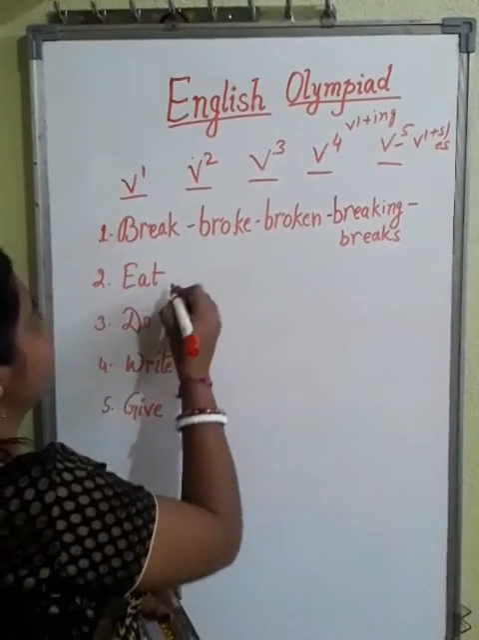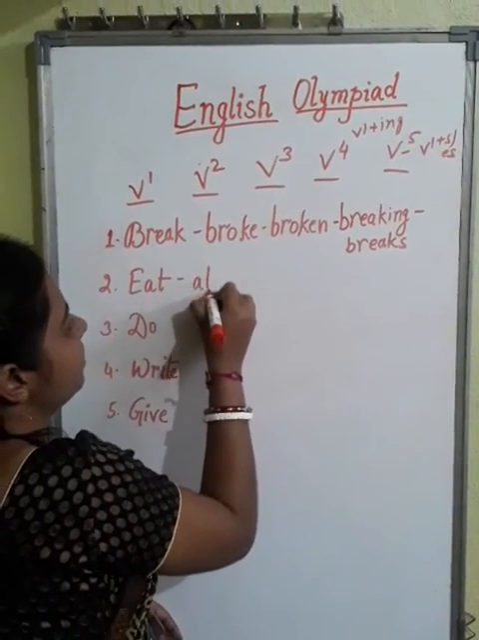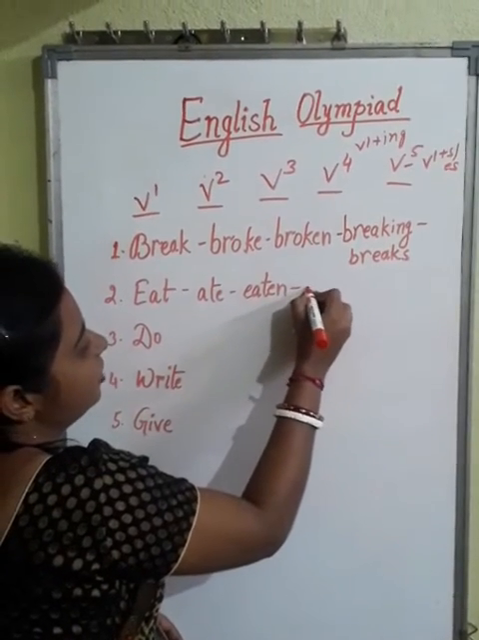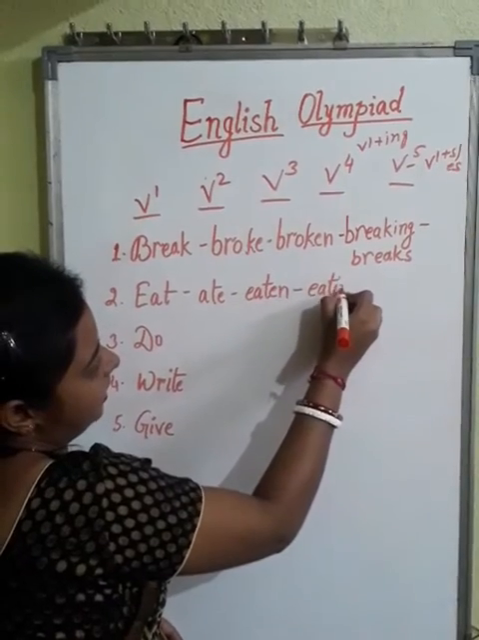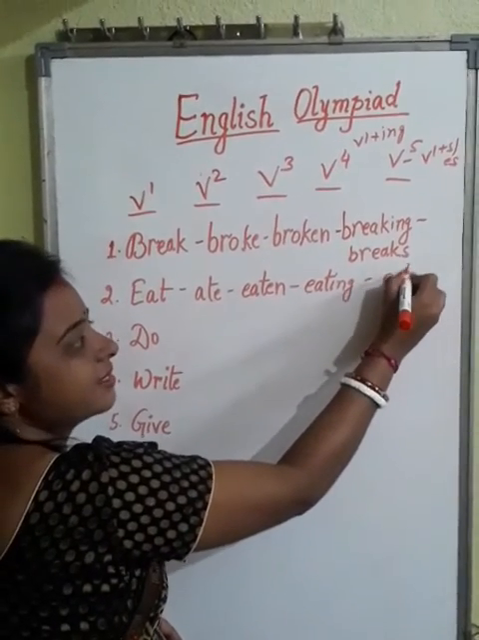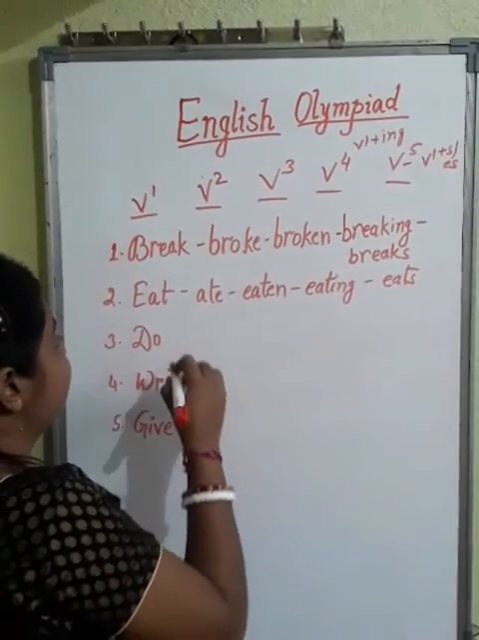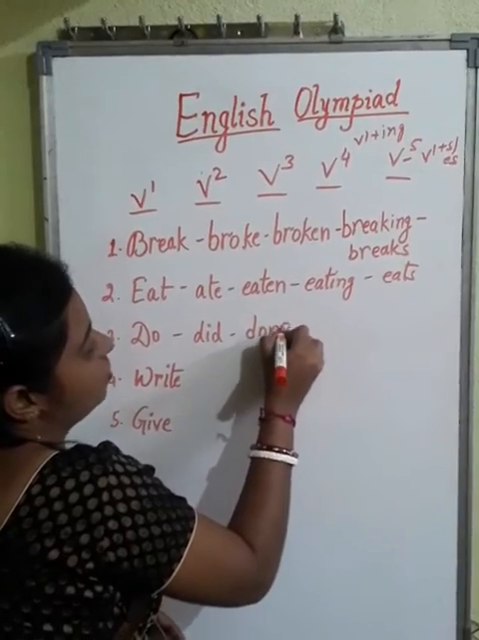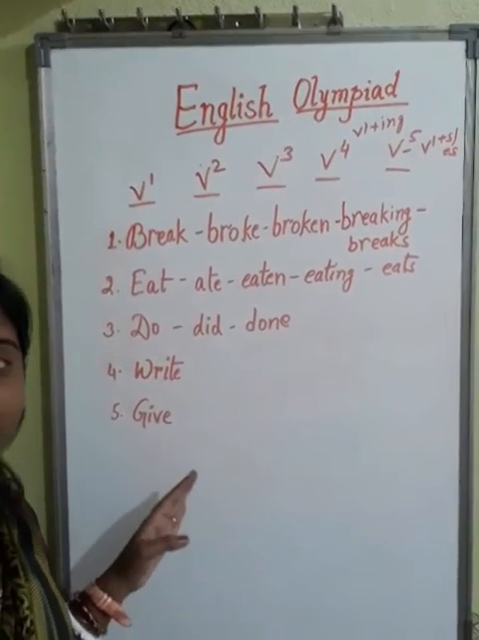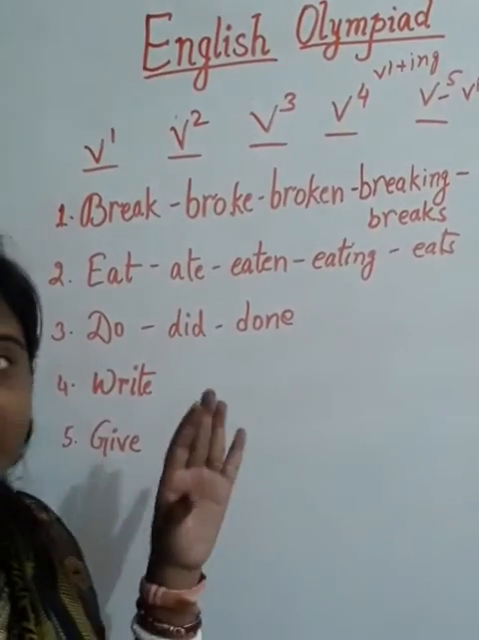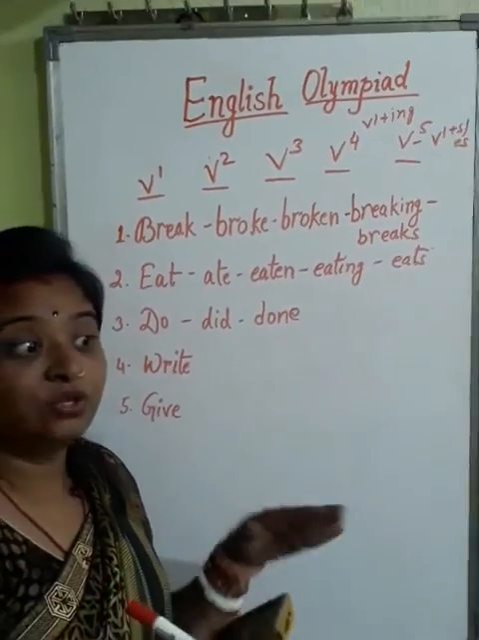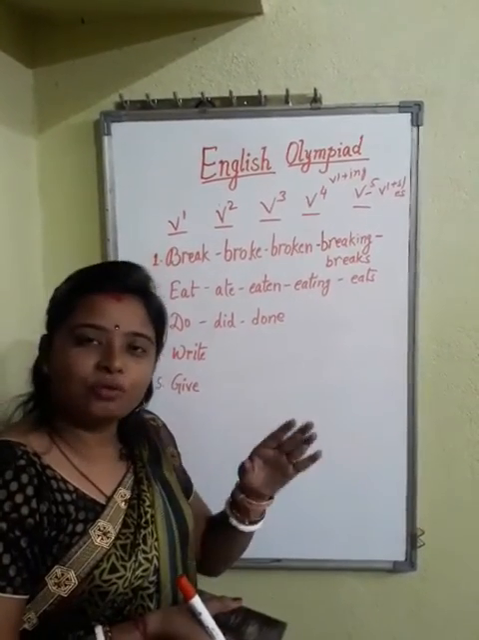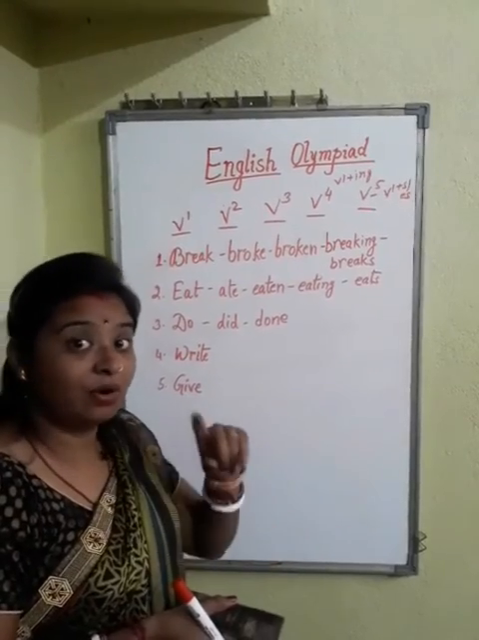Coming to the second one, eat, ate, eaten. Then it will be eating, and then eats. Easy. Okay. Next one, do, did, done. You just have to remember all this. These are the irregular verbs. We do not add any S or ES along with this. So when we don't add S or ES and we write some other word, those verbs are called irregular verbs. I have already explained.